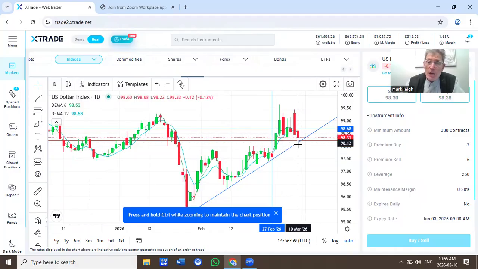If we see a continuation of dollar weakness, I think the next barrier that's going to be tested is this 98 level, which coincides with the ascending trend line. We'll see if sellers can push below that, or if buyers do step in and we see a bounce back up. I've got resistance at 98.68, but certainly weak US dollar as the US session gets underway.